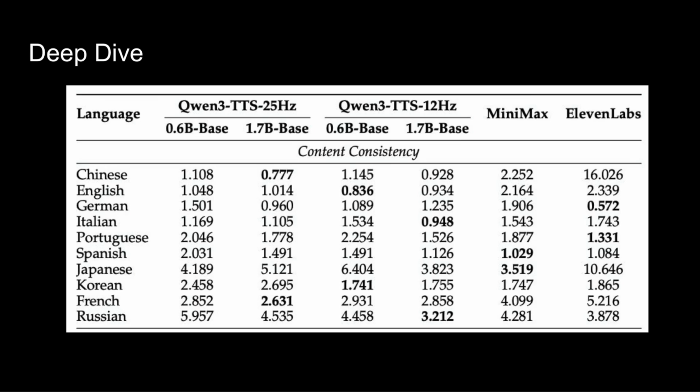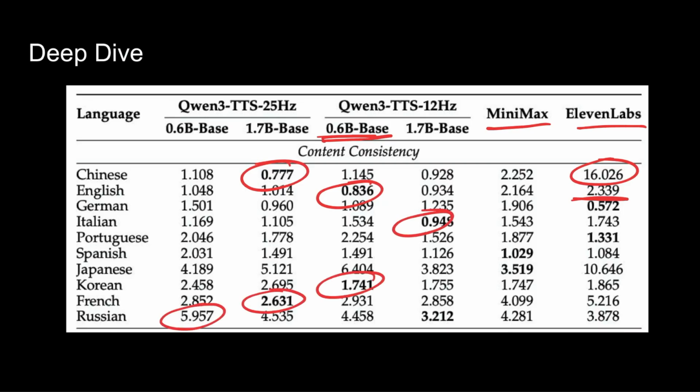Now let's look at WER benchmark. You can see that at the time of release it was beating both Minimax and 11 Labs, and by a lot. If you look at Chinese, the difference in scores is night and day. Same with English. Weirdly enough, it's their smallest model that is beating 11 Labs. It outperforms them in other languages as well, like Italian, Korean, French, and Russian.